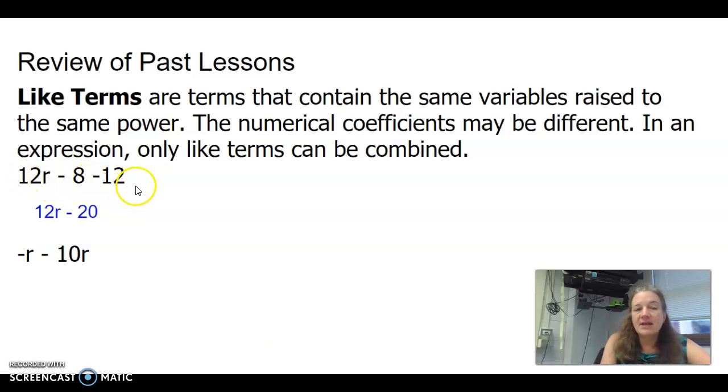the 12r doesn't have anything else it can combine with. But the -8 and the -12 are like terms, so I combine them and make -20. So what I want you to do now is looking at the second one down here, you're going to stop, do an Edpuzzle question. Just remember to put that ninja number, that 1, right there in front of the r. Okay, and then you simplify this. You tell me if I combine like terms, and what would it be?